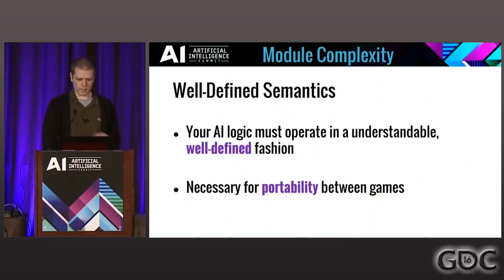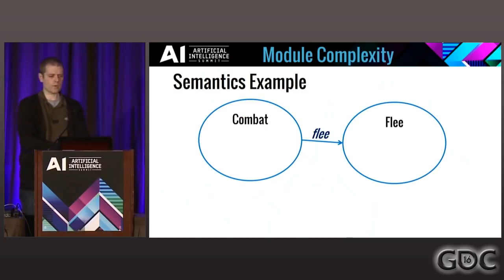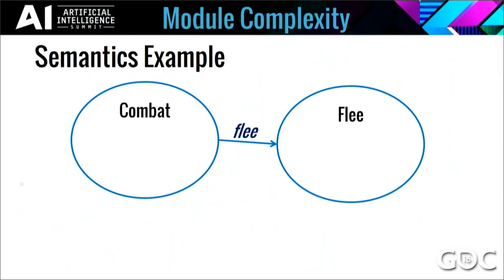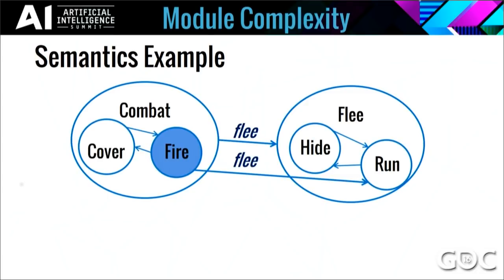And I'll give an example that really clarifies this. So let's say we have a super simple state machine. We have a combat state. It receives a flee event. We transition over to the flee behavior. OK, now let's add some hierarchy. Now in the combat state, you can see I've added this fire substate. And it actually has a transition on the flee event as well.